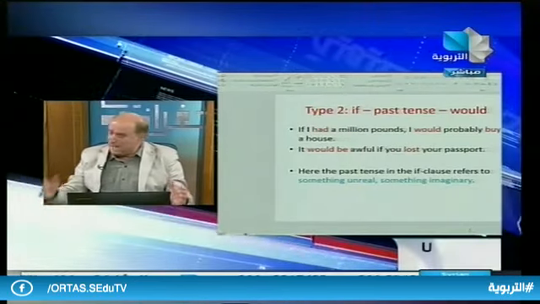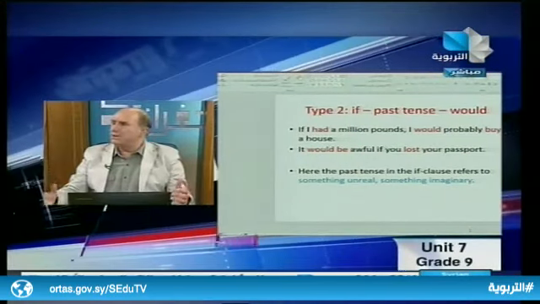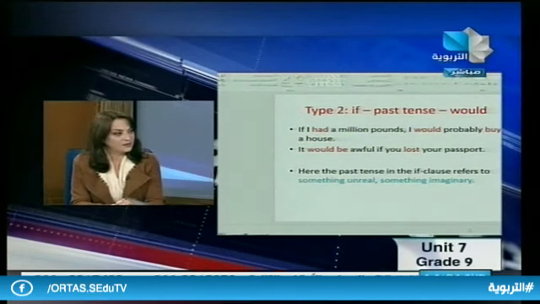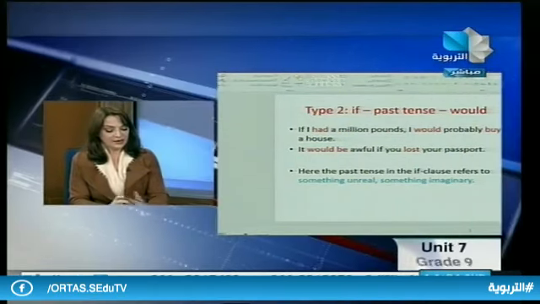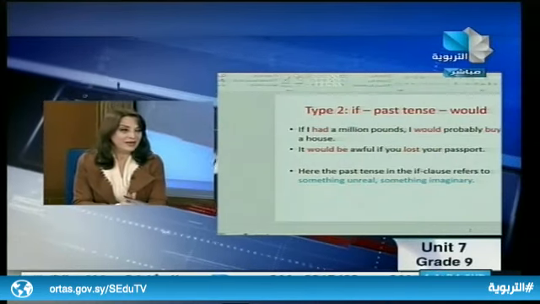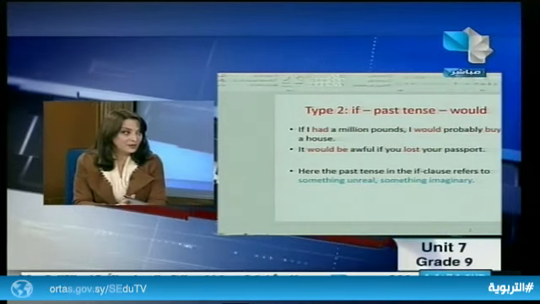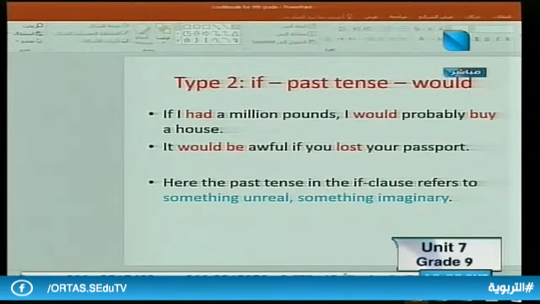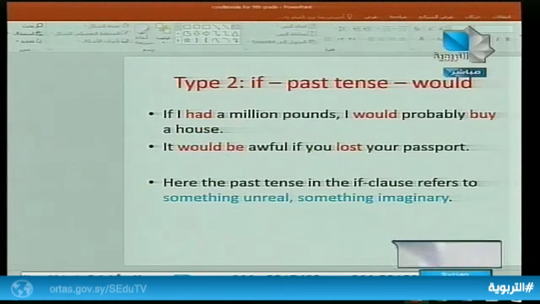Present, future. Exactly. That's what we said first. In the second type, we should have past simple and would, the past future. If I had £1,000,000, here "had" is past simple, and the subject is I. In the second part, I would, which is the past future, with the main verb, buy, in the base form. Because, as I said, modals are always followed by the infinitive, the base form.